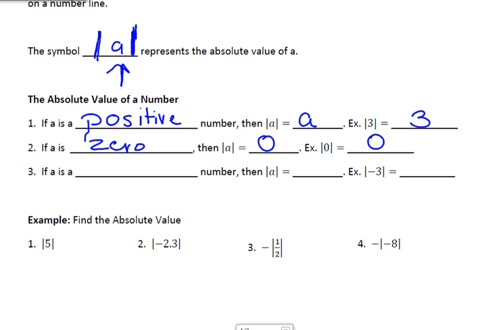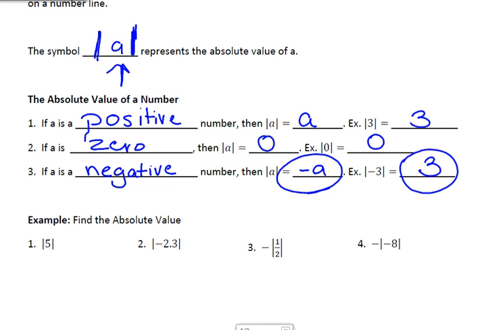And if A is a negative number, then the absolute value of A will be negative A. So for example, the absolute value of -3 is 3. So I know that this here is a little confusing because my answer here is not negative, but really what it's telling me is to change the sign of what's on the inside. So that -3 becomes a +3. So basically what absolute value is doing is making the number positive. Okay, so it makes the number positive.